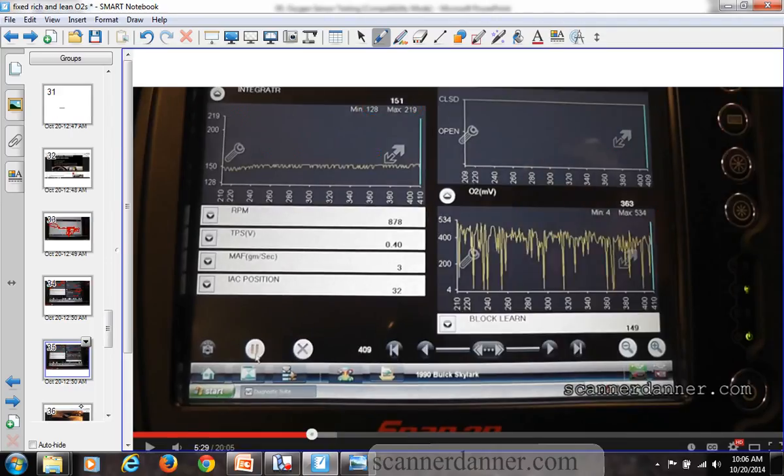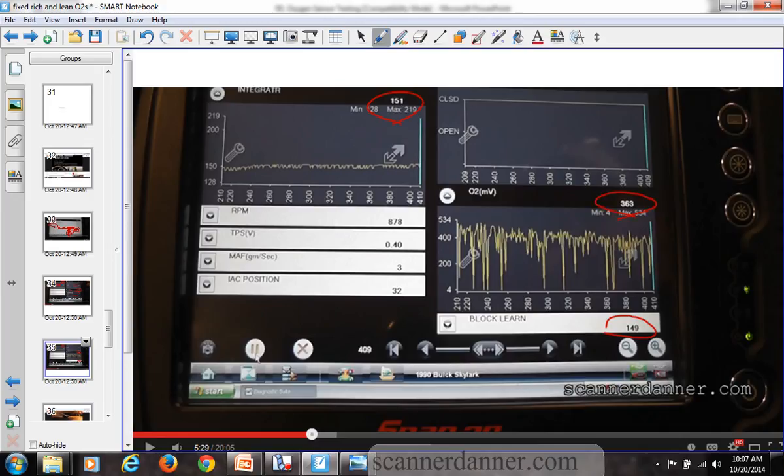Next page. Integrator at 151. Where's my block learn? 149. What kind of commands are those? Numbers above 128 are adding fuel. Is the computer adding fuel to this lean O2? My O2 looks pretty crappy.